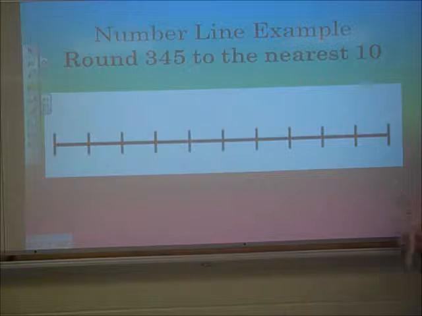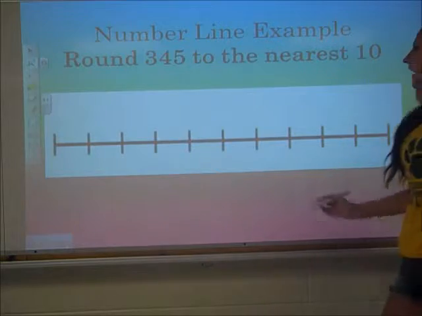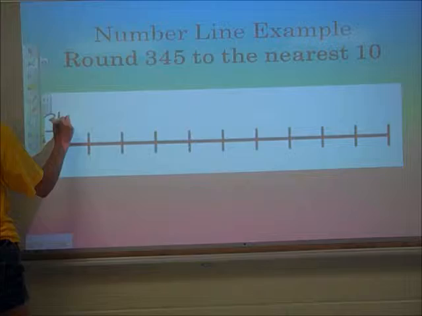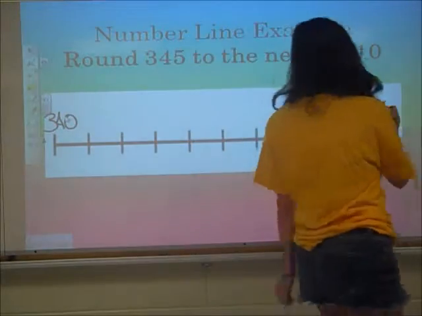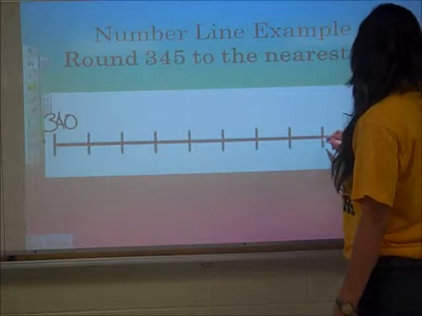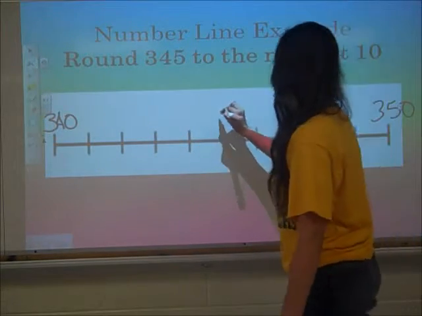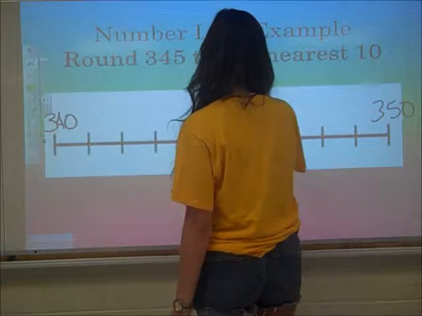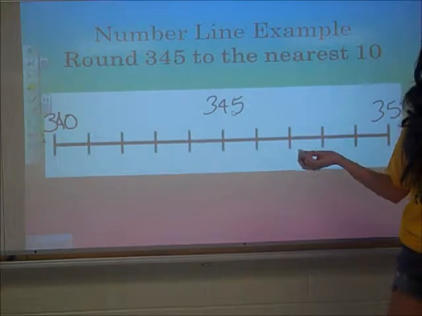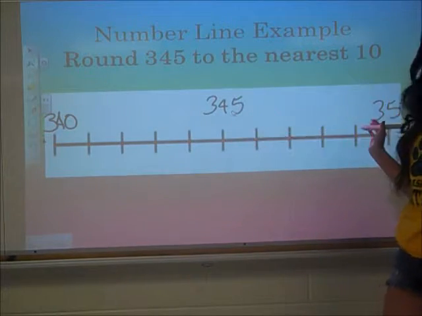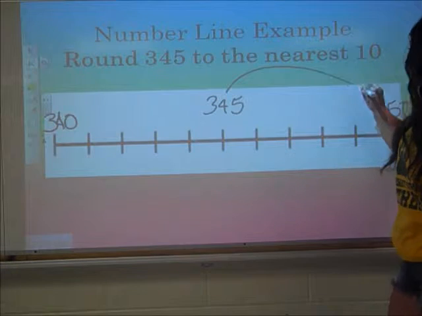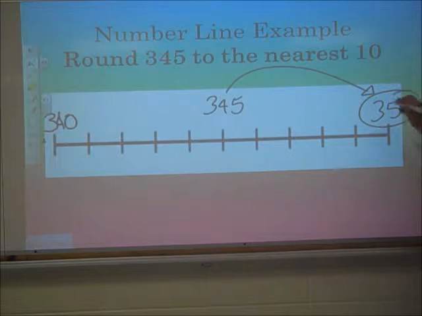So here's another example using a number line. So you have the number 345. So you have 340 right here, and you have 350 right here, and you have 345 right here. Since 45 is in the middle, it's a little bit different. If it's at the midway point or above, you round it up, and if it's below the midway point, you round it down. So you're going to round up to 350, and 350 is your answer.